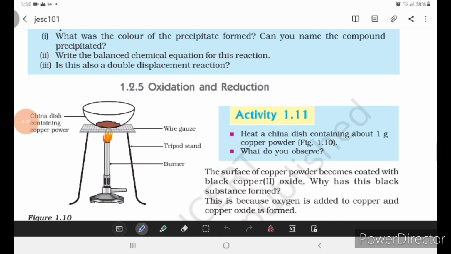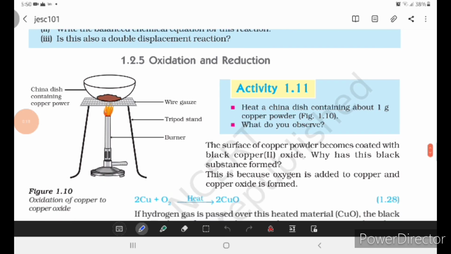with oxidation and reduction reactions. These two words, oxidation and reduction, we come across so many times in our chemistry, so it's better to understand them better. Here we have another activity.